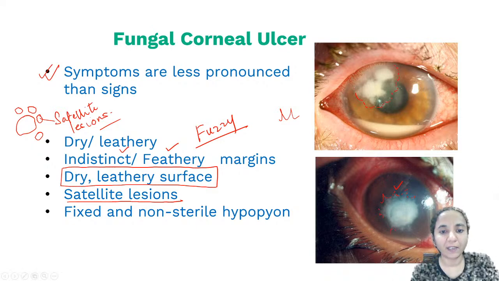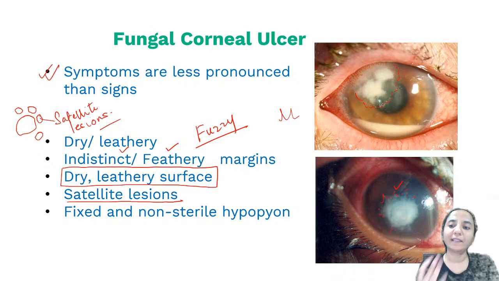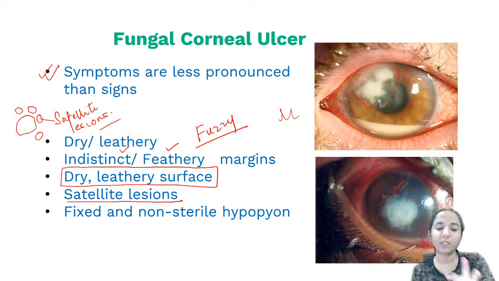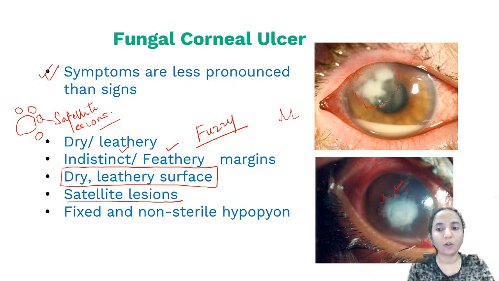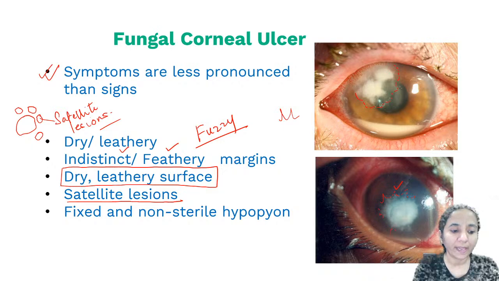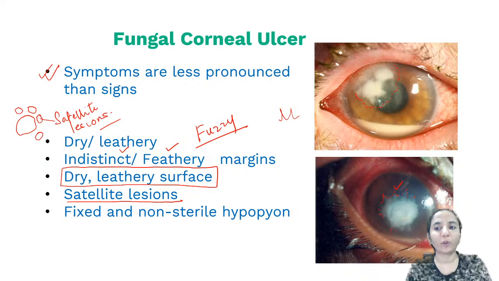So fuzzy margins, ill-defined margins, indistinct margins, these are the features of a fungal corneal ulcer. It may either be a single ulcer with fuzzy, ill-defined margins, or you might have multiple ulcers, that is, one large ulcer with smaller ulcers or satellite lesions. Right? All these are slit lamp photographs. These are examined on the slit lamp. You cannot see so many features just by using a torchlight.